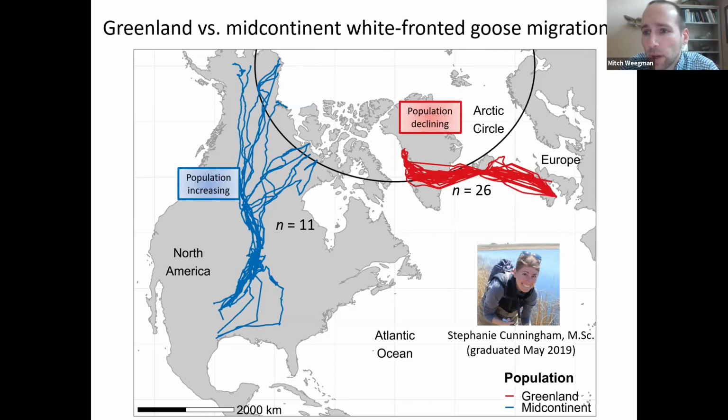And so they have a relatively risky migration strategy in which they cross the North Atlantic twice each migration. Whereas the mid-continent white-fronted geese breed in the Canadian Arctic and in Alaska, they stage throughout the mid-continent of North America, and they winter in the southern US. So they have this overland migration. And remember, there are these two very different population trajectories. So even though this is a small sample size, and I'll interpret our results cautiously, we really have this cool mixture of strategies developing in these populations.